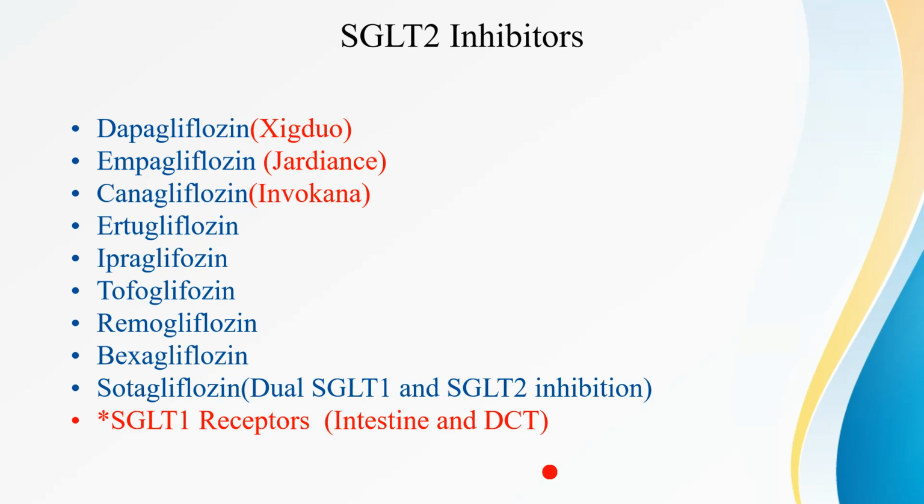The SGLT1 receptors are present in the intestine and distal convoluted tubules, so they have an additive effect. When the SGLT1 receptor gets inhibited in the intestine, it decreases the absorption of glucose in the intestine, so they have a dual effect of hypoglycemic control.